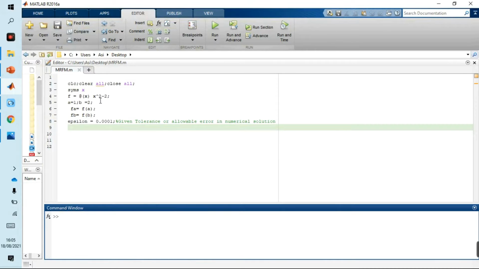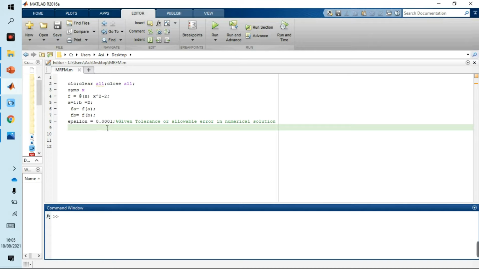f is equal to x square minus 2. This is a given function, and a is equal to 1, b is equal to 2. These are the endpoints of the interval. So we take fa is equal to the value of the function at a, and fb is equal to the value of the function at b.